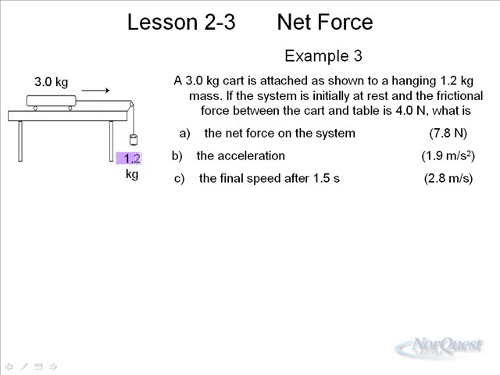Well, the net force is going to be the force that's acting on this mass. There is no force acting on the 3 kilogram by itself. The only force that's acting on it is the force that's being applied by the cable. And the force on the cable is supplied by this 1.2 kilogram mass. So the first thing you would do is figure out what the force of gravity is on the 1.2 kilogram mass. And that would be force of gravity is equal to mg, which is 1.2 kilograms times 9.81.